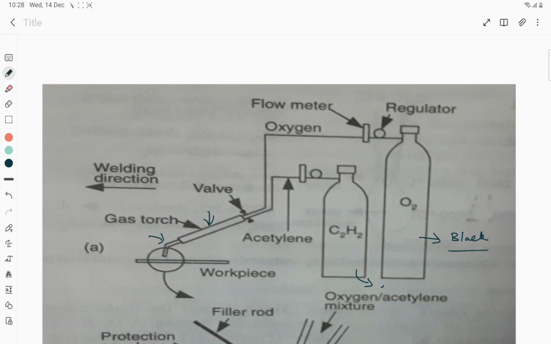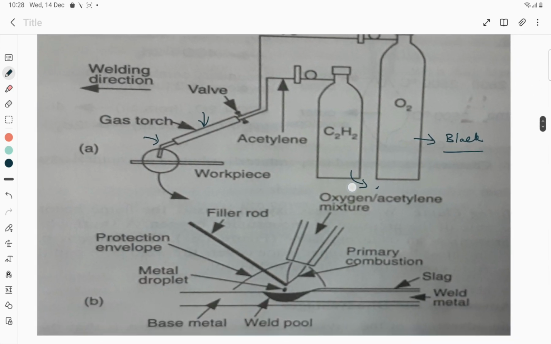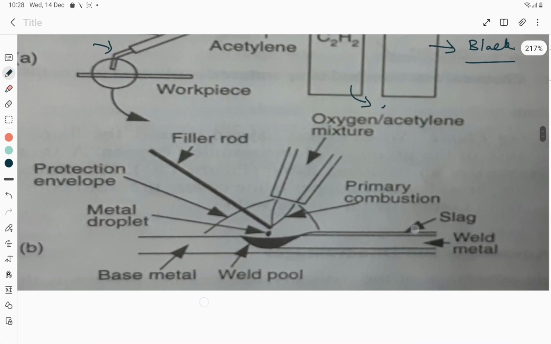So here the schematic of welding can be seen in a detailed manner in this picture. You can see here we have this gas nozzle. This is the flame, this is the workpiece, and you can see the molten metal which was created through the flame. This is the welding direction.